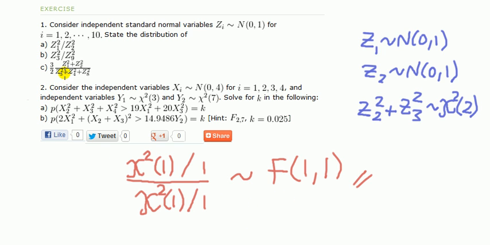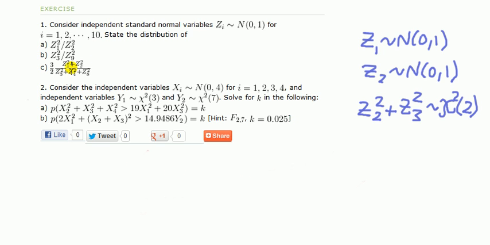Next one, and basically I've explained this one as well. B is Z3 squared divided by Z9 squared. Hopefully you can see that it's just the same thing, F 1,1, because there's one Z squared on the top and one Z squared on the bottom. The fact that the subscripts are different to part A is neither here nor there. 3 and 9, I could have had 5 and 6, any old thing, so long as it's within 1 to 10 and they're not the same. So both A and B are F 1,1.